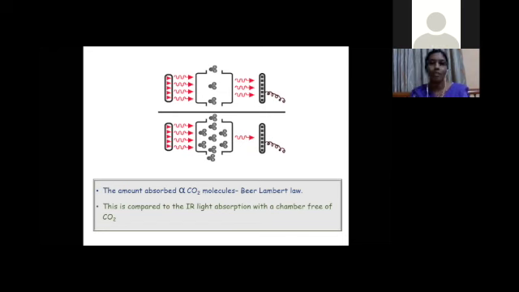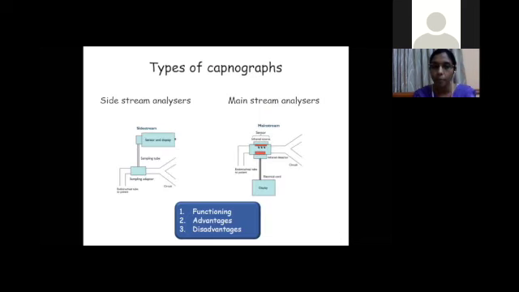Now coming to the types of capnographs, there are 2 types: the side stream analyzer and the mainstream analyzer. Whatever the type of capnograph we are using, it is important where the sampling is actually done. It should be done as close to the endotracheal tube, as close to the patient as possible, and the ideal point is immediately next to the endotracheal tube. Both of these work on the same infrared absorption principle.